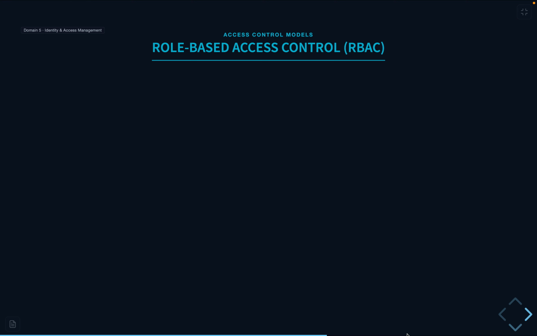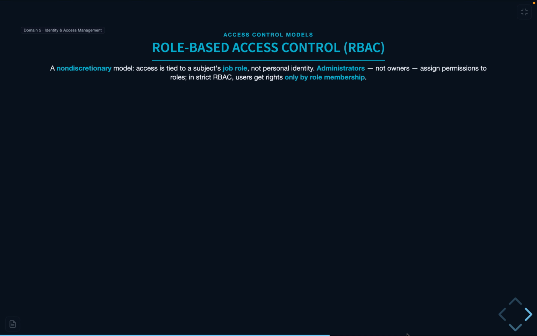This is the fourth video in the video series covering access control models, and in this video I will discuss the role-based access control model, or RBAC, which is a non-discretionary model where access is tied to a subject's job role, not his personal identity. So in the role-based access control model, the administrator assigns the rights and permissions to a role, and then users are made part of that role and they get the access if they have the role membership.